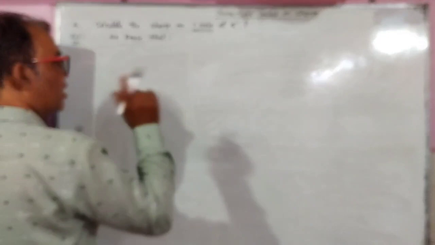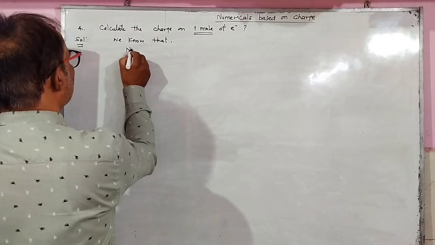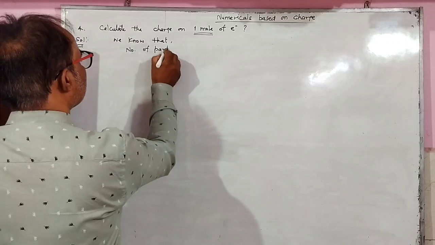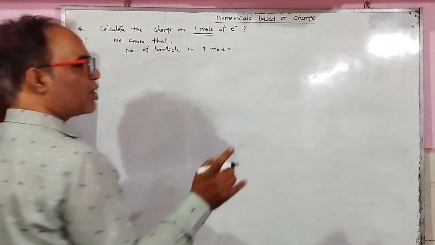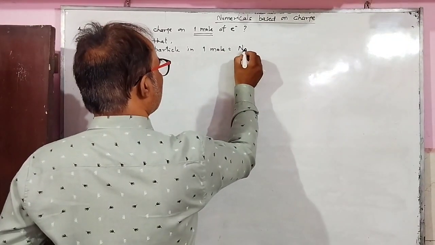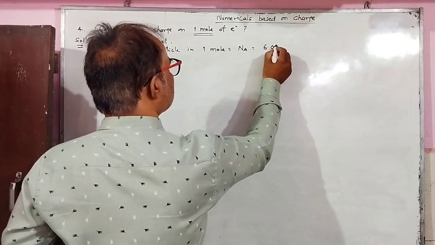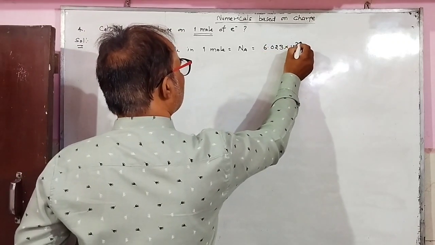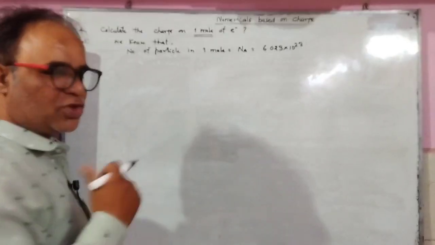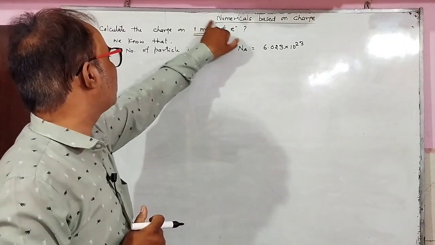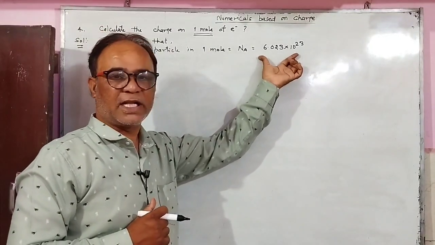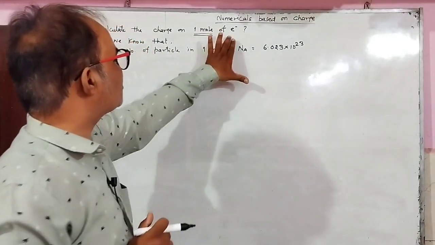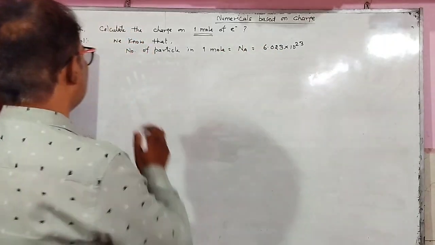क्या जानते हैं हम कि number of particles in 1 mole is Avogadro number, that is equal to Na, that is equal to 6.023 into 10 to the power 23. That means हमें जो calculate करना है, we are not provided with the number but we are provided with 1 mole. तो we are aware a 1 mole comprises of this much particles. That means we need to calculate the charge possessed by this much electrons.